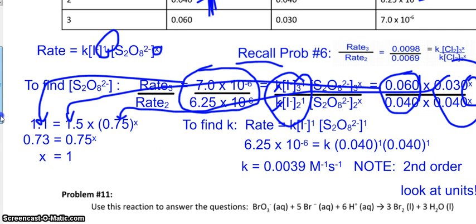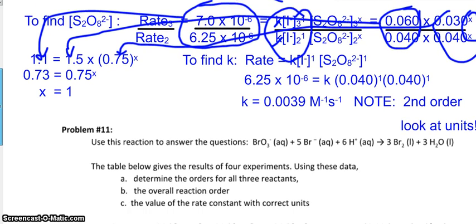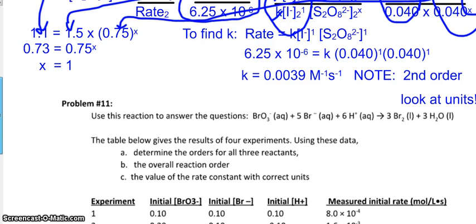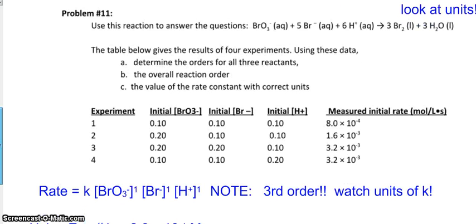Now, problem 11 is a little bit different. I'm hoping you're able to figure it out using the same technique as in the last ones. What's different about problem number 11? There are 3 reactants in this case. We have the bromate, the bromide, and the hydrogen ion. So we need 4 experiments to figure it out. So each time we have to figure out where they are held constant.